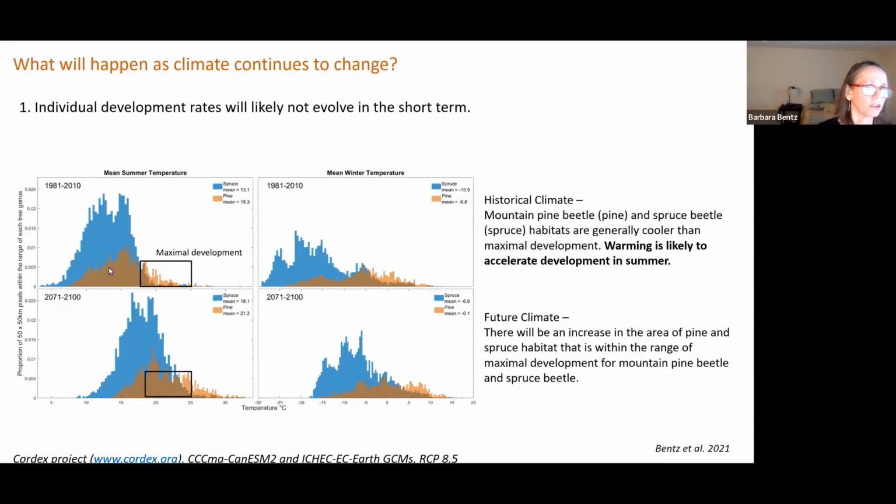And warming is likely to accelerate development in summer. As you can see here, there's an increase in the area of the pine and spruce habitat that's in this range of maximal development. We're actually seeing the effects of this warming taking place now. More spruce beetle are found developing on a univoltine life cycle, so they're switching from semivoltine to univoltine, and mountain pine beetle is becoming more successful at high elevations, also switching from semivoltine to univoltine. So I showed you previously how summer temps drive the switch between uni and semivoltine proportions.